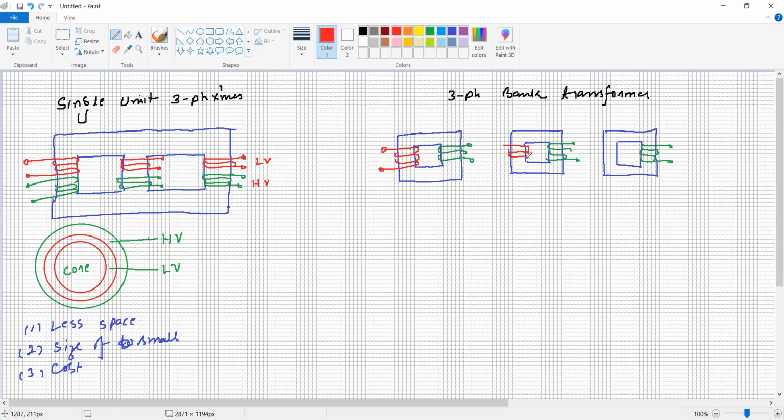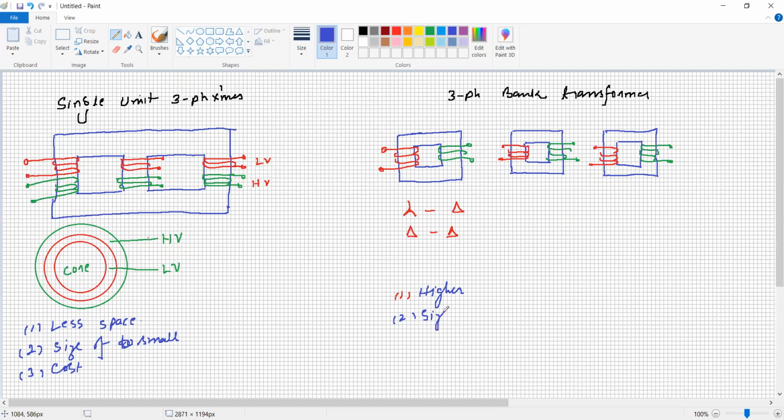Core construction. Now these 3 transformers may be connected in star or in delta. So it may be a star-delta transformer, a delta-delta transformer, or a star-star transformer, as per the application. If you are using 3 separate transformers, it definitely requires higher space. The size of the transformers is more, so the size is higher.